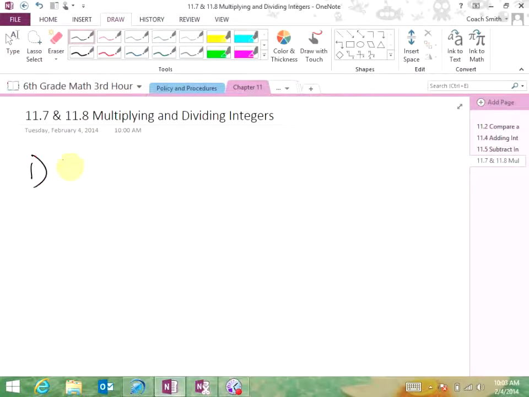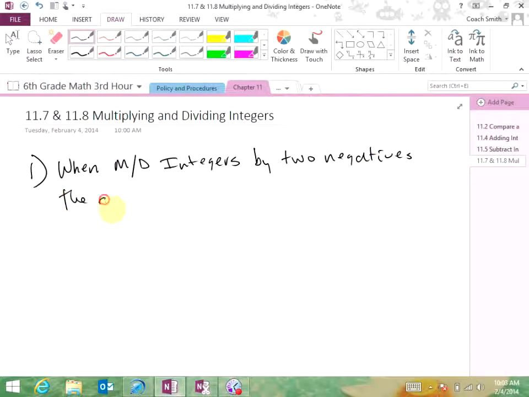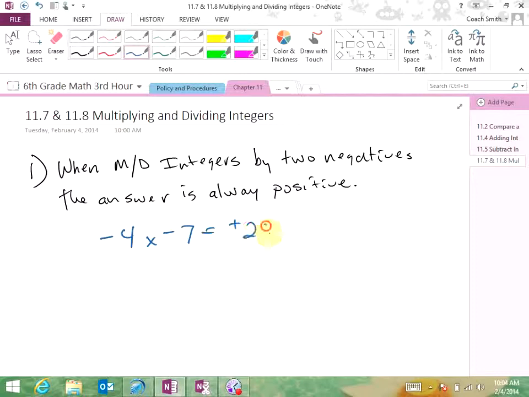Rule number 1. When multiplying or dividing integers by two negatives, the answer is always positive. Okay? For example, -4 times -7. -4 times -7 is equal to positive 28.